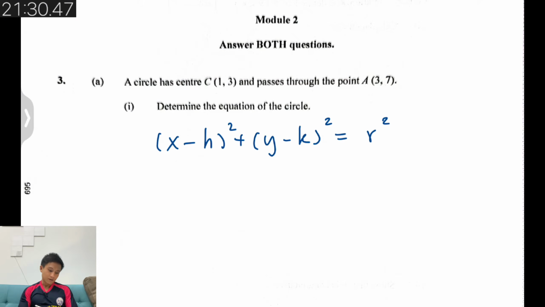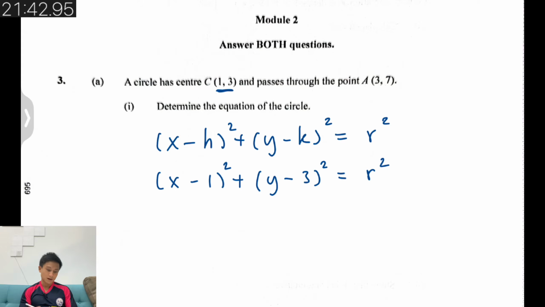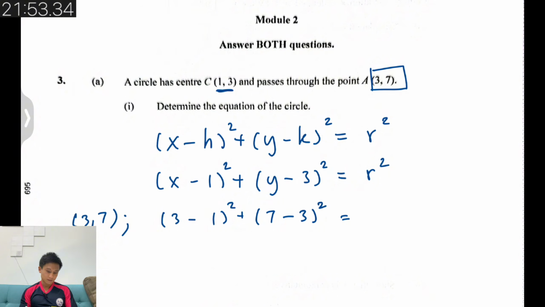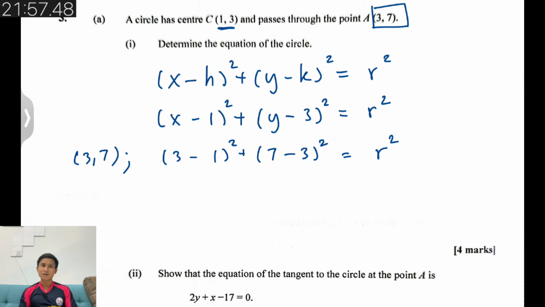So if we put everything in, because the center is (1, 3), 1 would be the h and 3 would be the k. So this is (x minus 1) squared plus (y minus 3) squared equals, well, we don't know r squared yet, but we can use the fact that it passes through that point and substitute x as 3 and y as 7 here. We're going to get r squared here. We don't even need to care about the r. We don't need to find it.